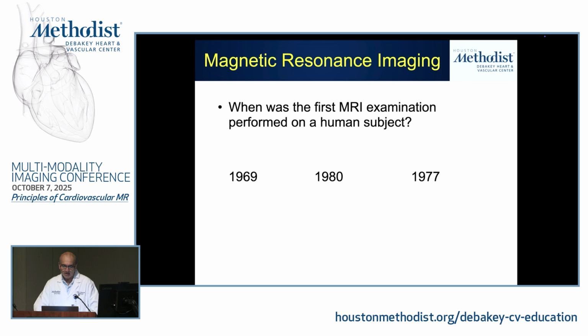I'm going to pose a question to the audience: when was that first human MRI imaging session performed? Raise your hand if you think it was 1969, the year we landed on the moon. Okay, raise your hand if you think it was 1980. Okay, a couple of people. And raise your hand if you think it was 1977. A couple of people voted twice. So, in fact, it was 1977.